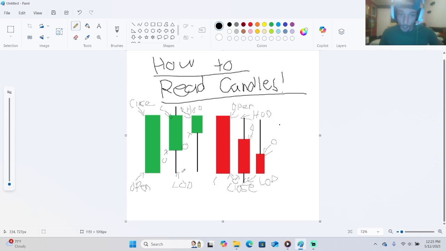For the wicks, the low of the day is always the same on every single candle, no matter what it is. Bullish, bearish, the low of the day will always be on these wicks here, and then vice versa, high of the day. So let's just go ahead and jump right into Webull, and we will take a look at some real life examples.